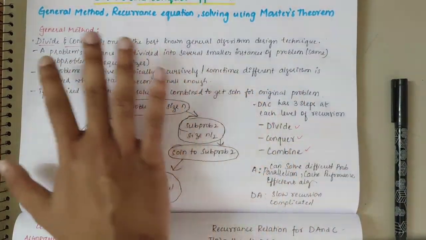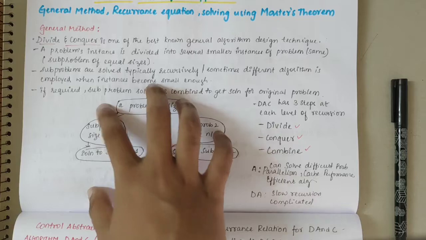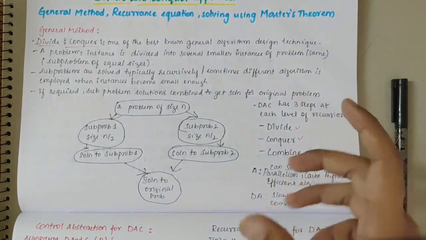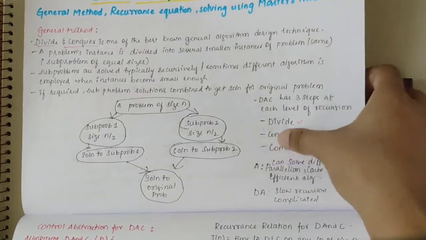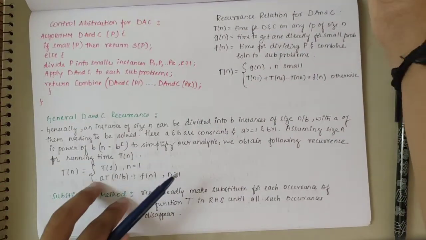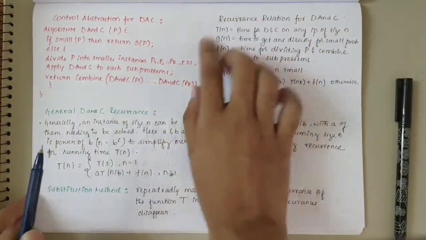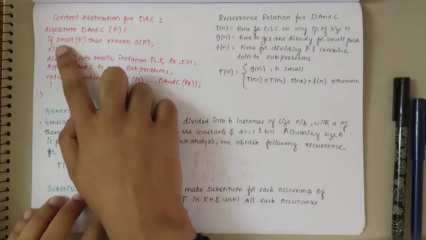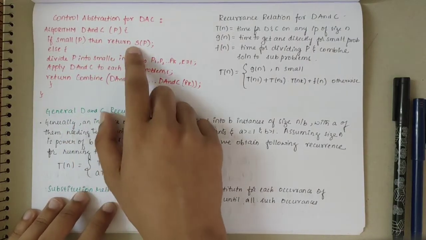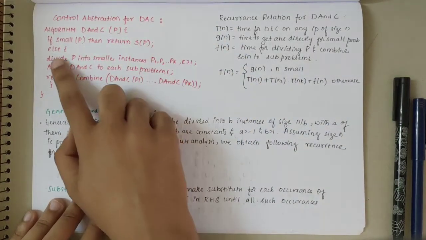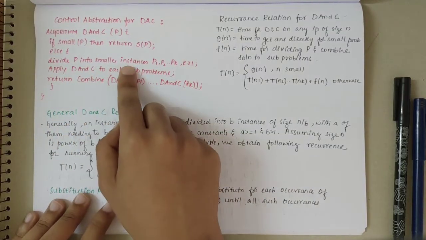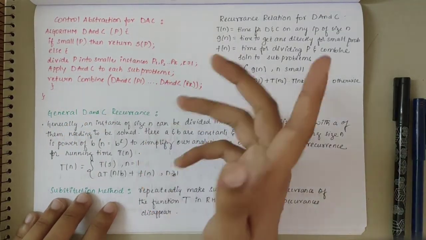Here we discussed what divide and conquer is, the flowchart of divide and conquer, how it works, and the advantages and disadvantages. Let's move on to the control abstraction of divide and conquer now. This is a generalized algorithm for divide and conquer. Here, if the problem is small, then return the solution directly. P stands for problem. Else, divide the problem into smaller instances P1, P2, P3, and so on.